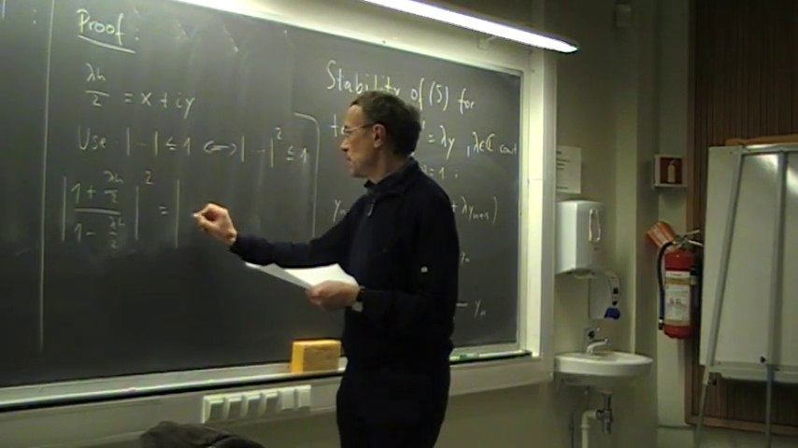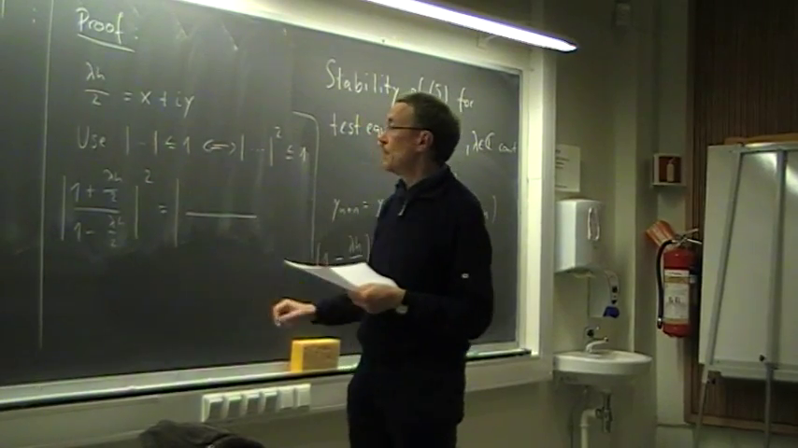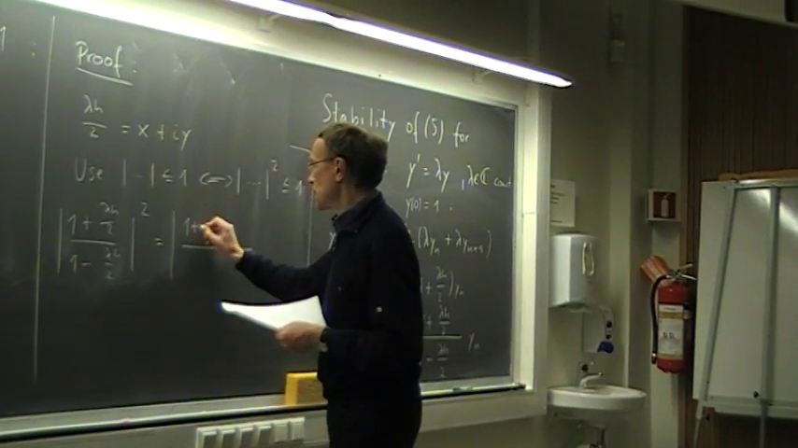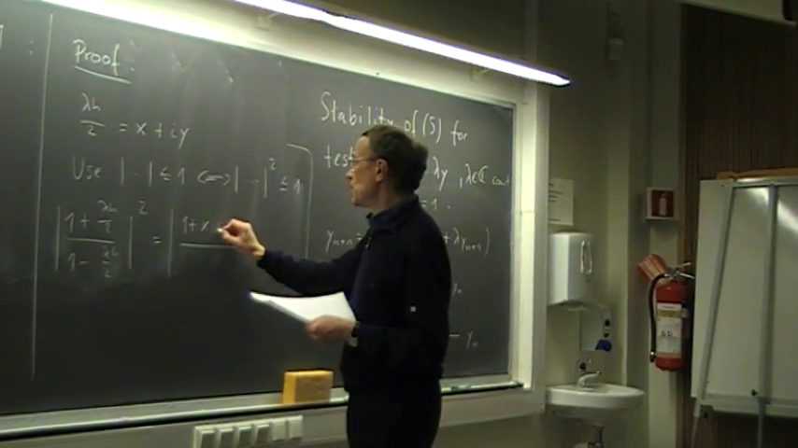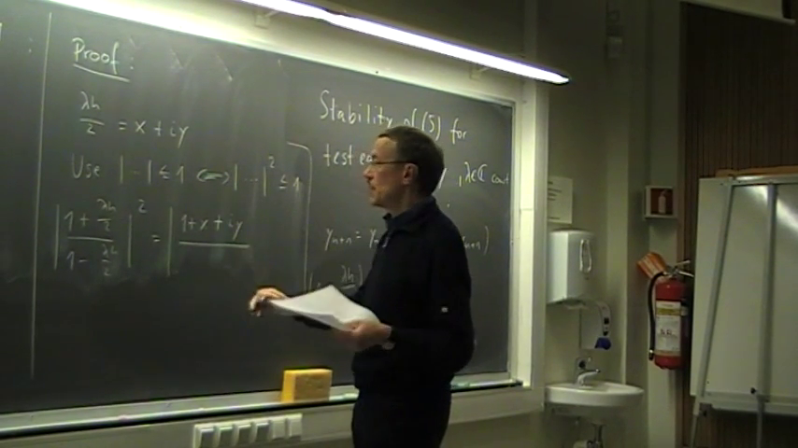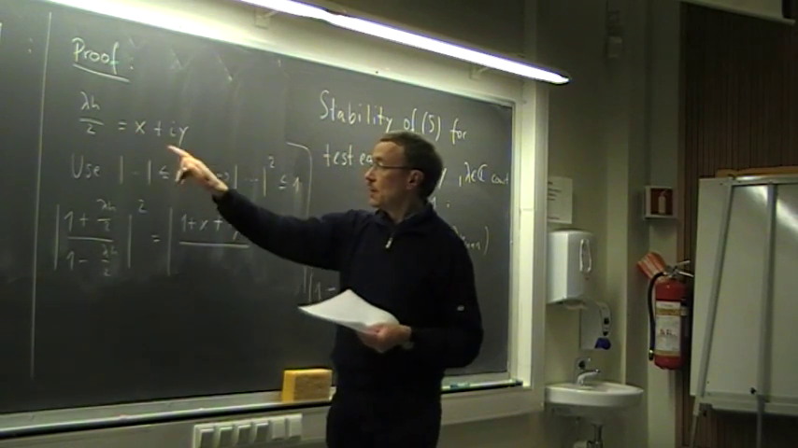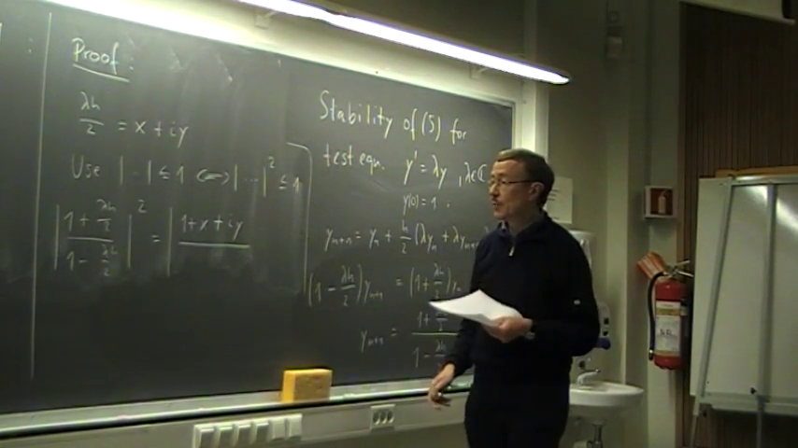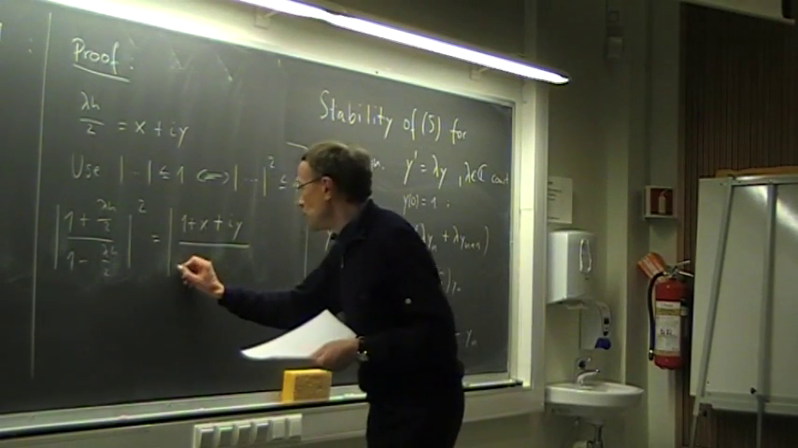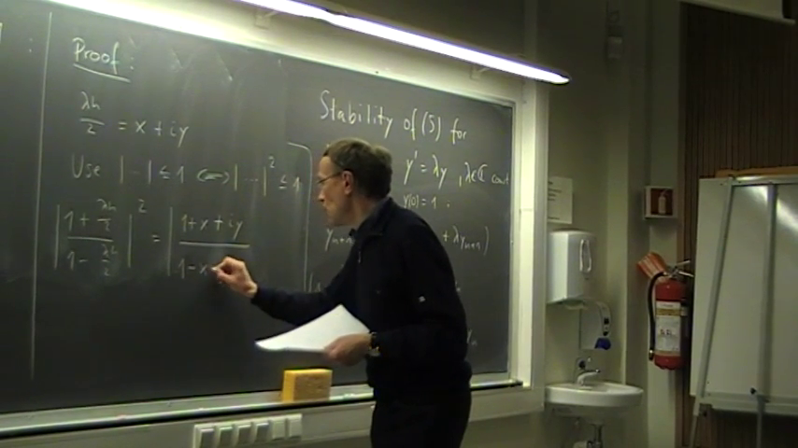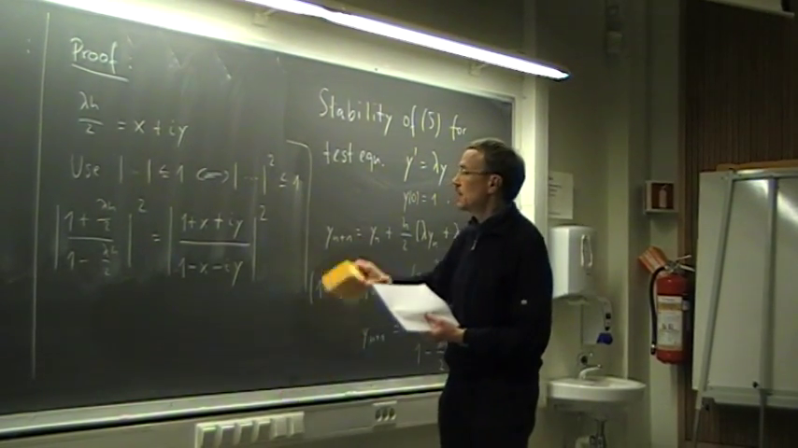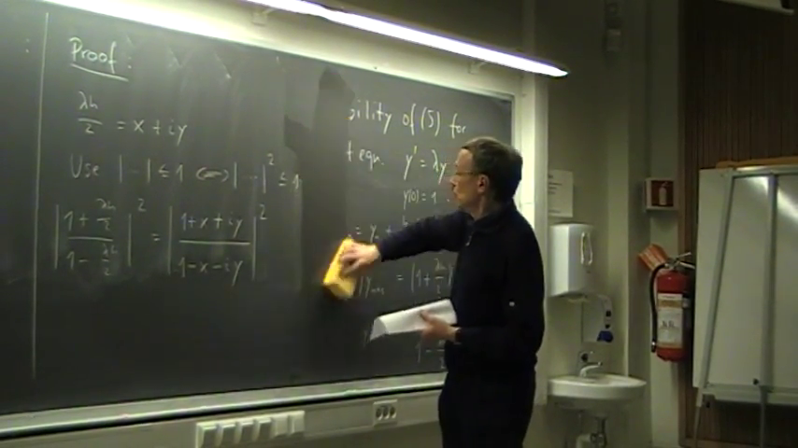And now we write then what we assumed for lambda h half, that this has a real part x, so we get then 1 plus x, plus i y. So that is simply that we write for lambda h half, we write x plus i y. Real part plus imaginary part. And in the denominator, we get then 1 minus x minus i y. And that we should take in absolute value to the power 2.